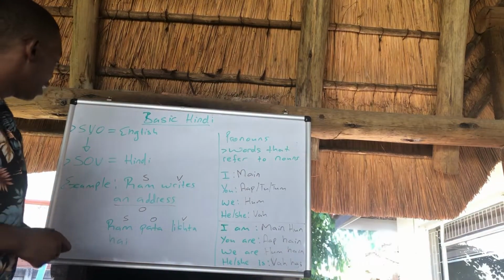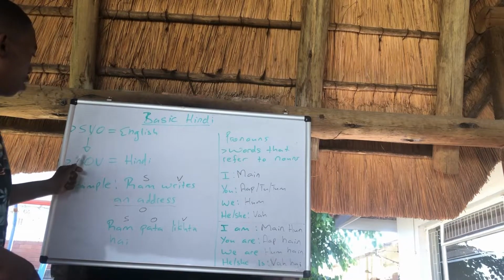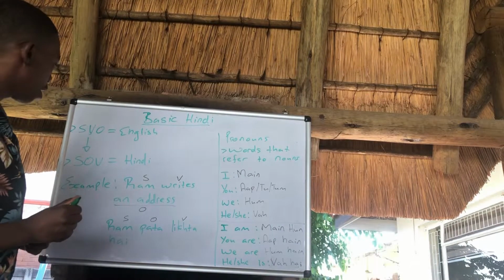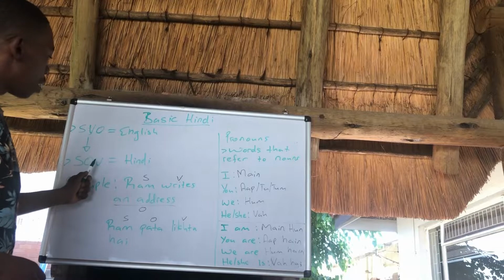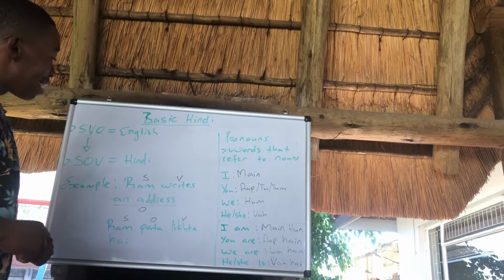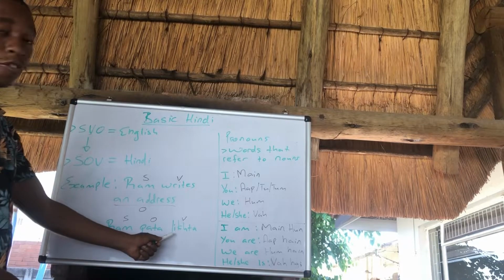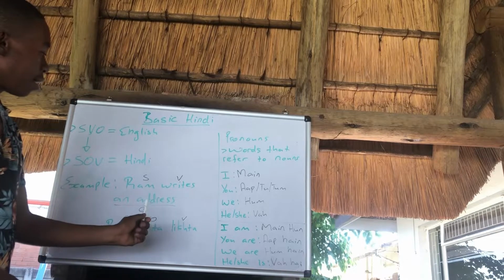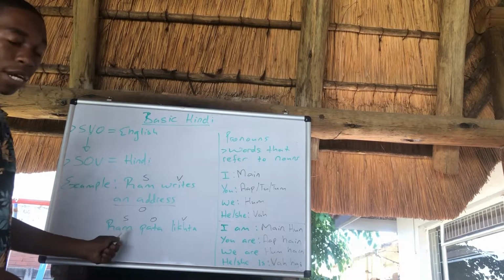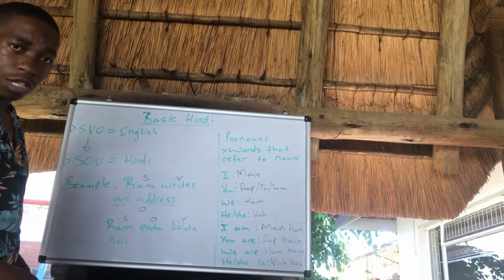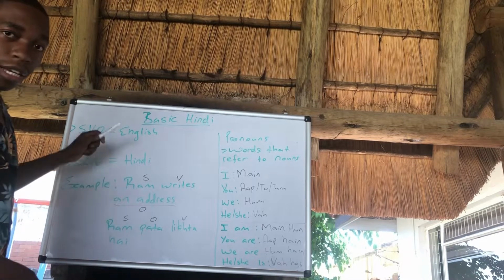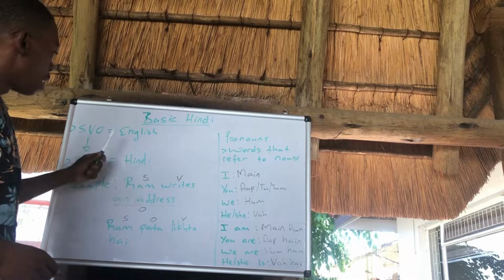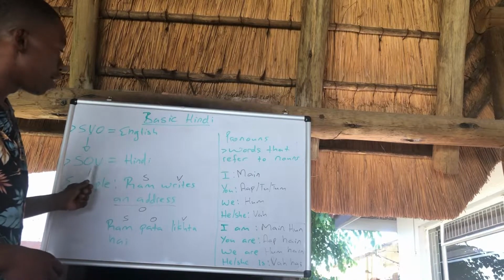But when you look at Hindi, on the other hand, it's a little bit different from the sentence structure in English. You'll see that in Hindi you have your subject, you have your object, and your verb. So when we look at the exact same sentence in Hindi, you'll see that your verb is at the end of the sentence. So you have Ram pata likhta hai. Ram writes an address. So your address comes directly after your subject, and your verb comes after your object. So when it comes to Hindi, you need to make sure that you forget your sentence structure in English. Okay, don't compare English and Hindi because the sentence structure is different.